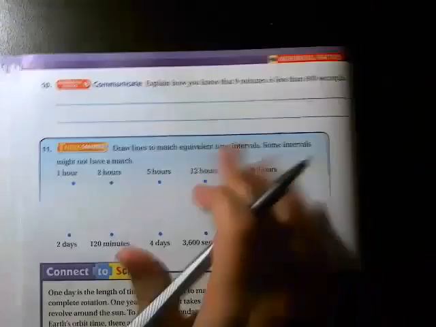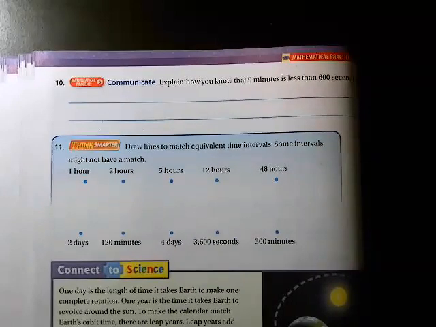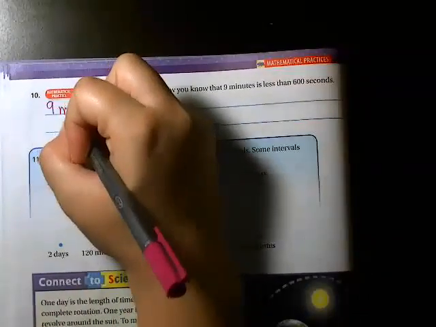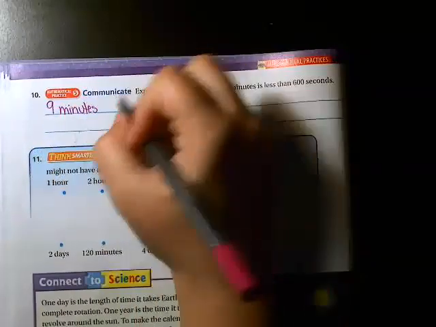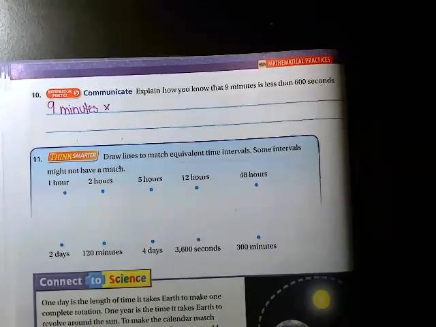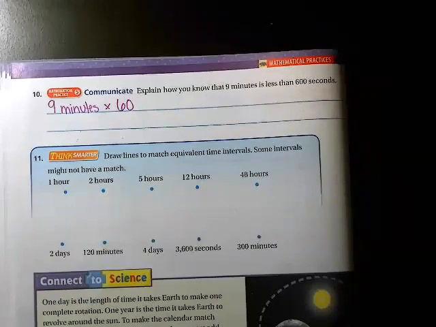Alrighty, couple more problems. Our next one says, explain how you know that 9 minutes is less than 600 seconds. Okay, so we got to change our minutes into seconds. So 9 minutes times what? How many seconds are in 1 minute? Good, there are 60 seconds in 1 minute. So that's what I want to multiply my 9 by.